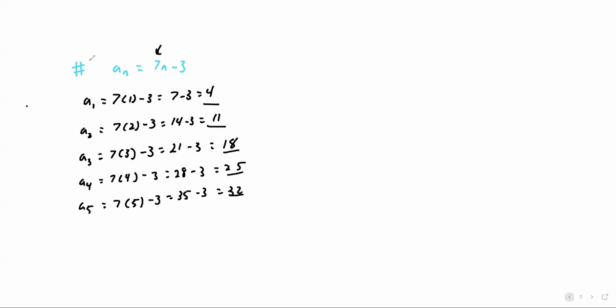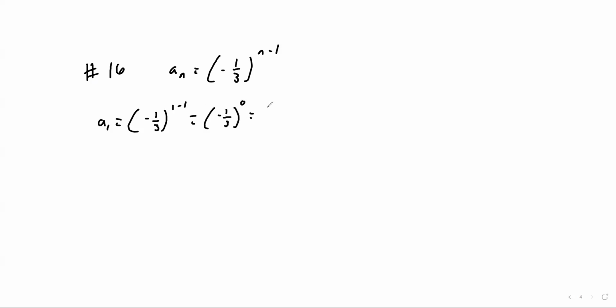All right, let's do another one. Let's look at number 16 this time. And I don't know if I told you that one. I didn't. This was number 10. Number 16 says a sub n equals negative 1/3 raised to the n minus 1. This is not as clean, but it does deal a little bit with geometric sequencing, which I'll show you the pattern here in a second. All right, so here, a sub 1 would equal negative 1/3 raised to the 1 minus 1. Here, 1 minus 1 is 0, and anything to the 0 is 1.